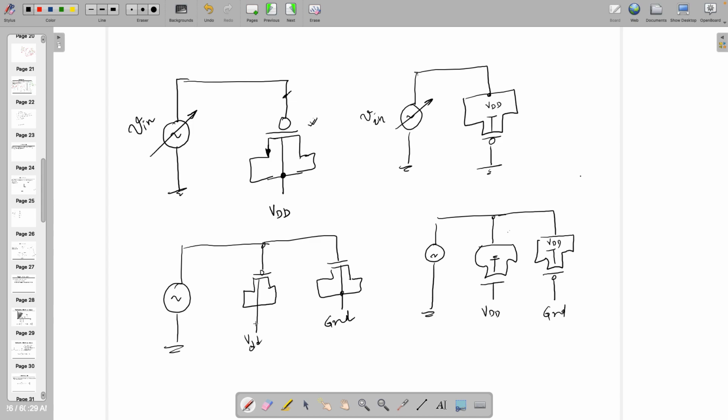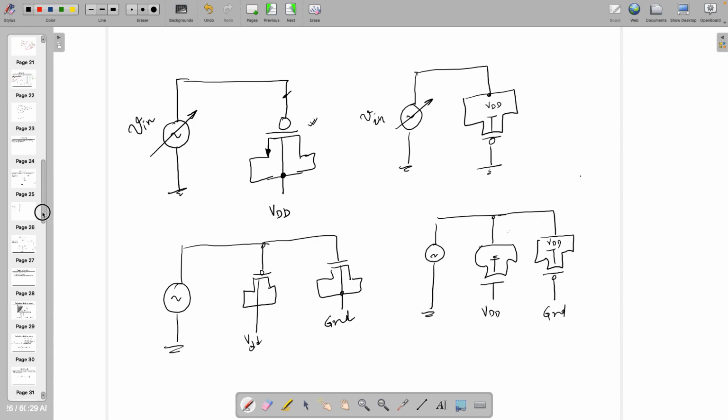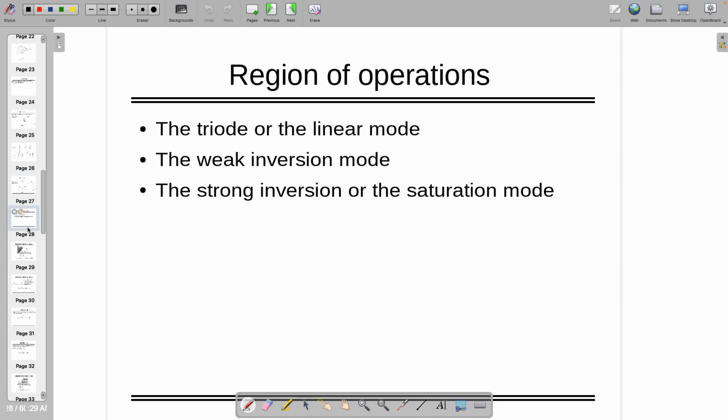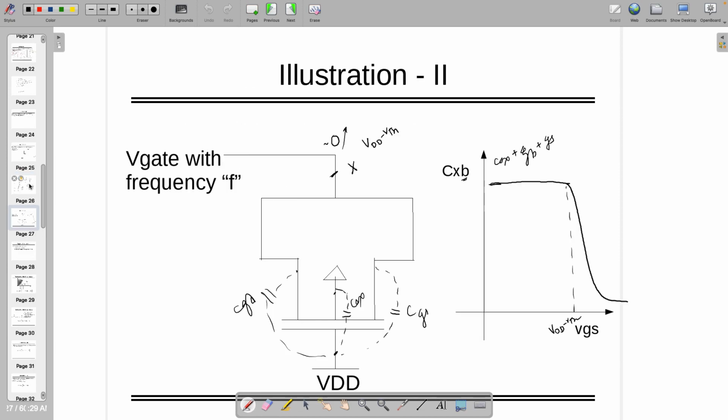But this is not readily available in any book. It's not available in any book. Maybe in some papers it might be available. Okay. So this was about the CV curve. These are very important because this will give you an understanding of many things in future while designing circuits with MOSCAP.